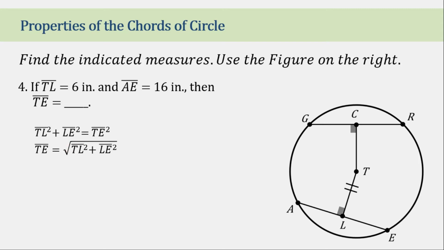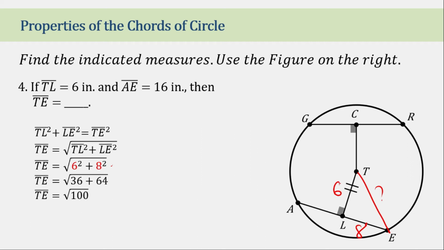Now again, we know that TL is 6 and AE is 8. Okay, now we have this as our substitution of our values. To find TE, let's solve this. What is the square of 6? That is 36. What is the square of 8? That is 64. 36 plus 64 is 100. Then the square root of 100 is 10. Therefore, our unit is inches. Therefore, TE is equal to 10 inches.